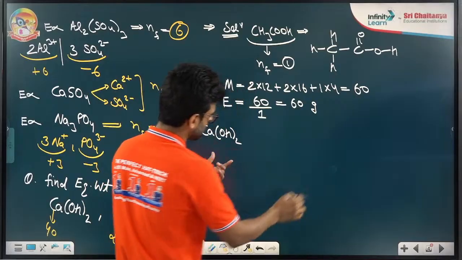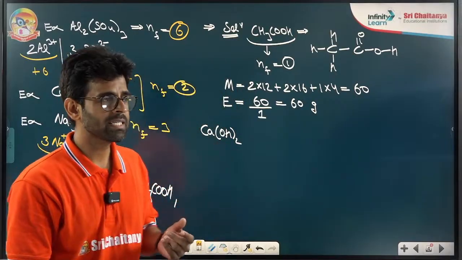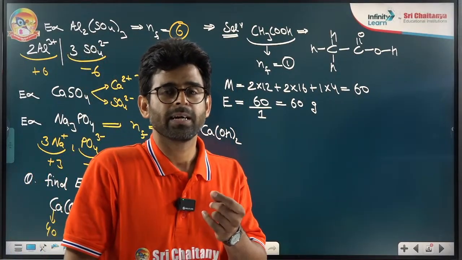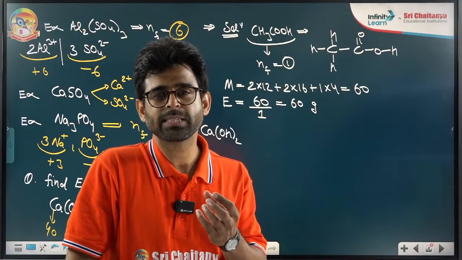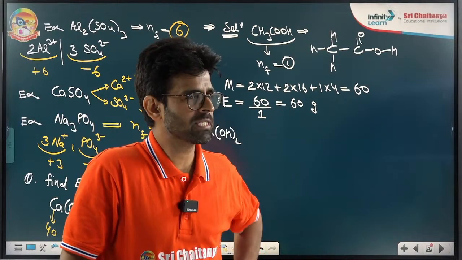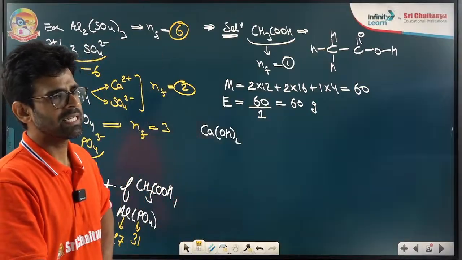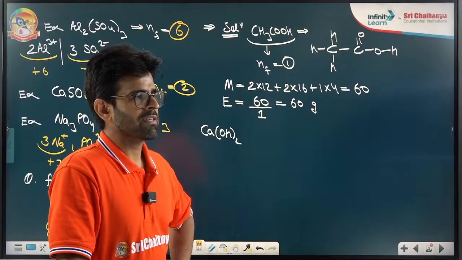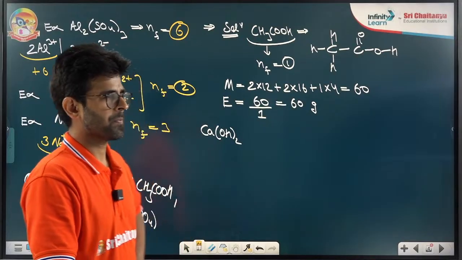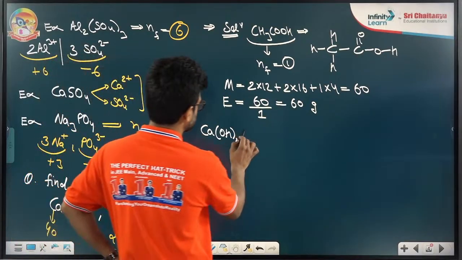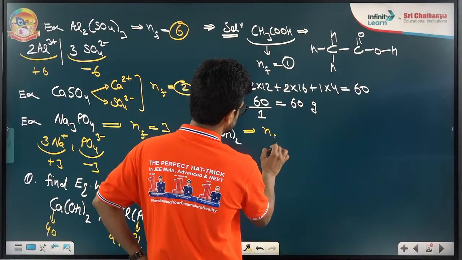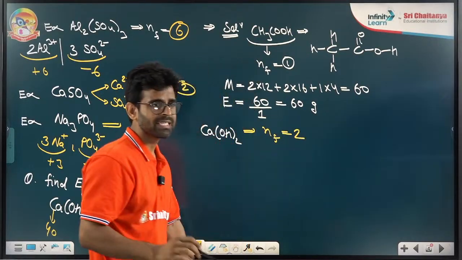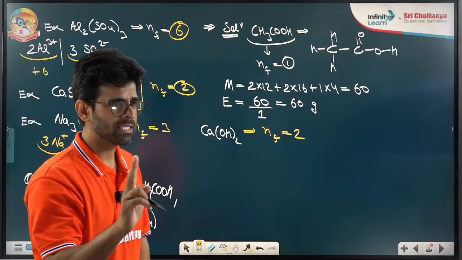Calcium hydroxide can give how many OH, beta? What is the N factor of this? Its N factor is 2. It gives 2 hydroxide ions.